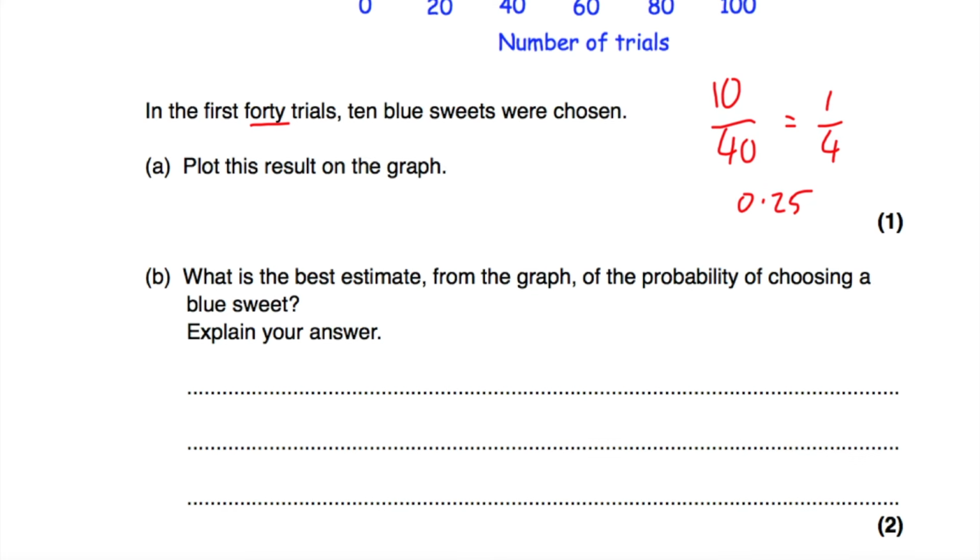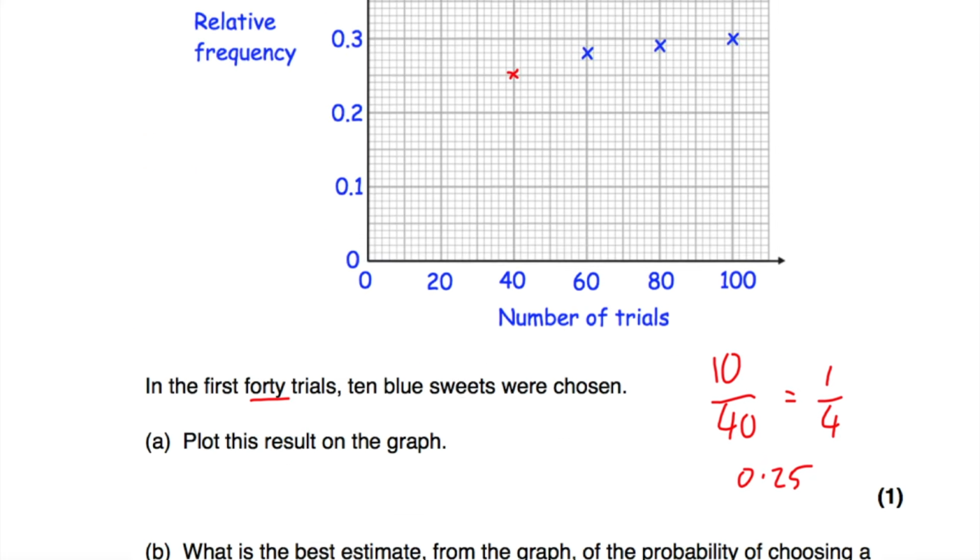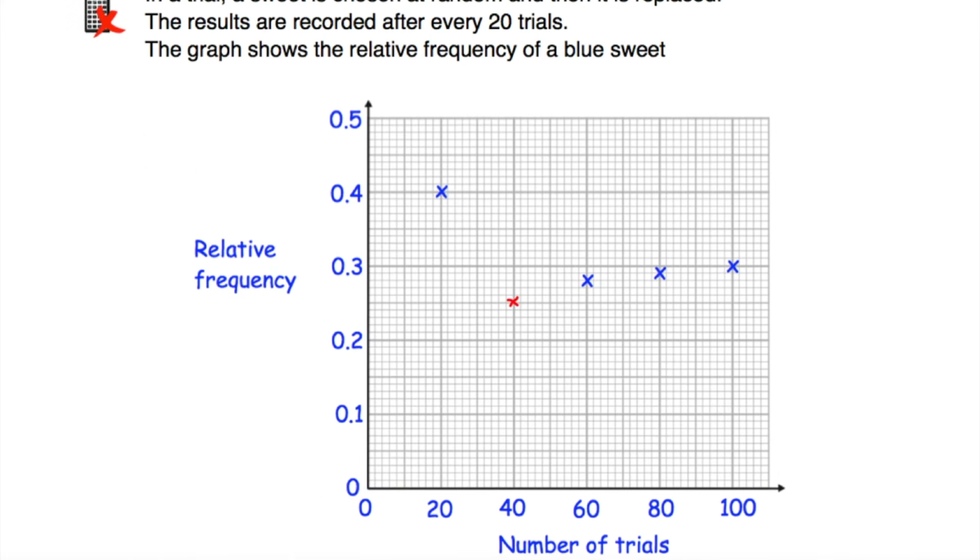So we want to find the best estimate of the probability of choosing a blue sweet. So remember we talked about earlier, whenever you do the trial the highest number of times, it gives you more reliable results. So in terms of the results, the result with the highest number of trials would be this one, the one with 100 trials. And the relative frequency is 0.3. Now obviously it's 0.3 because it's an experiment, so it's the relative frequency, but that would also be our best estimate in terms of the probability.